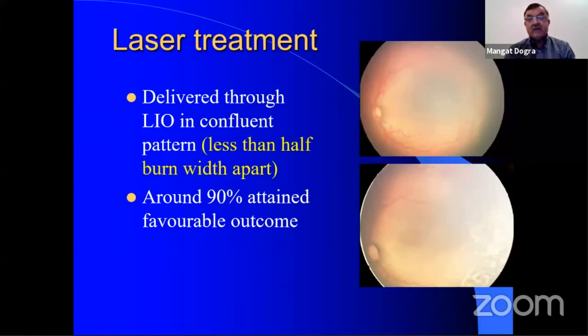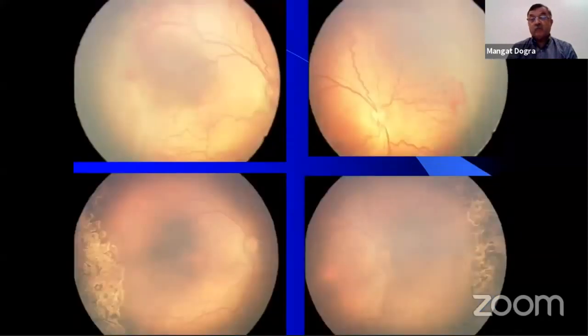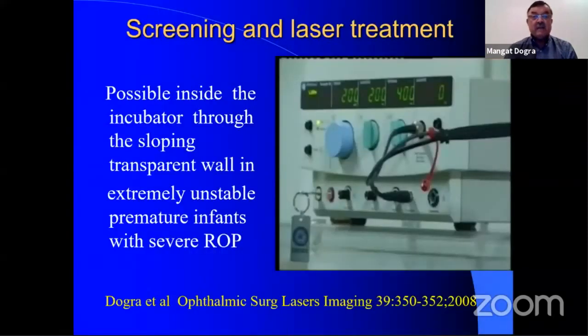And the laser treatment is delivered with a laser indirect ophthalmoscope delivery system, and you put confluent burns, and 90% would attain a favorable outcome. That's the beauty of it. You look at this picture, how beautiful the treatment is. You do treatment, even these vessels become normal and everything disappears. So it's a great treatment.